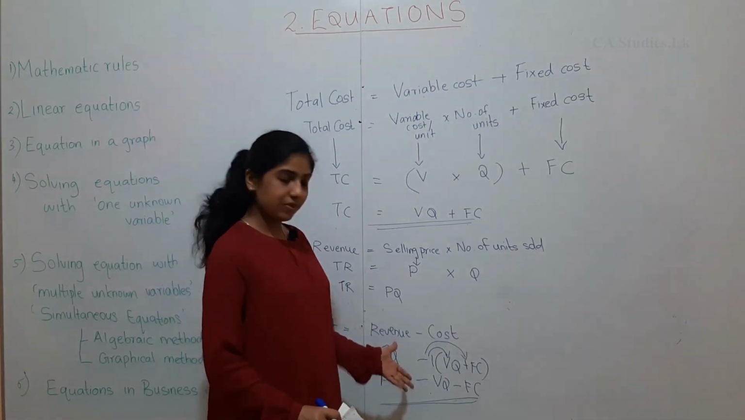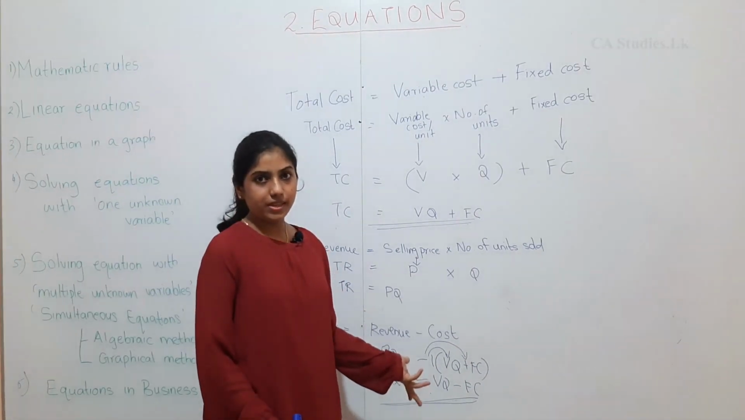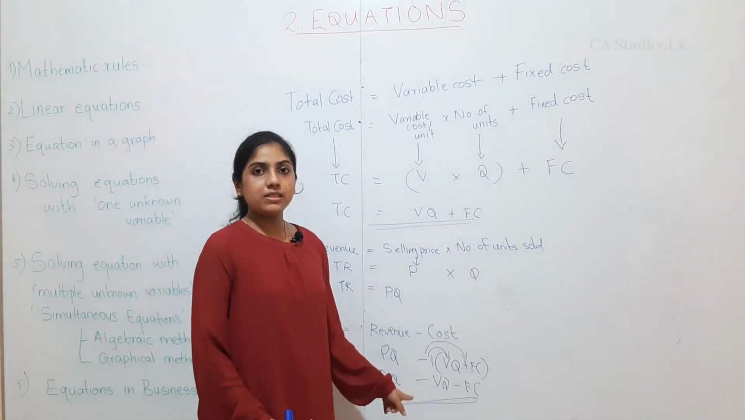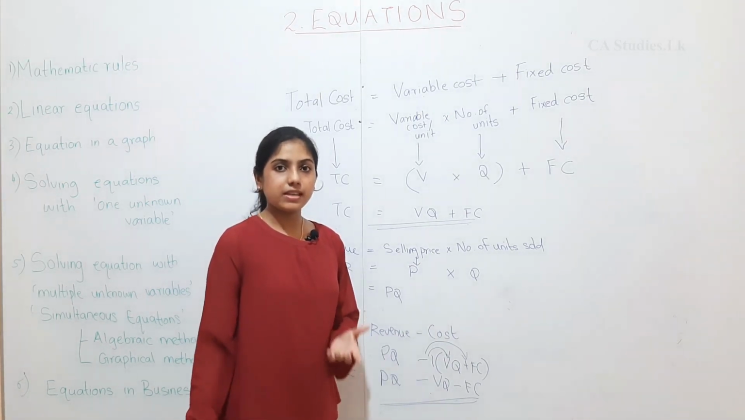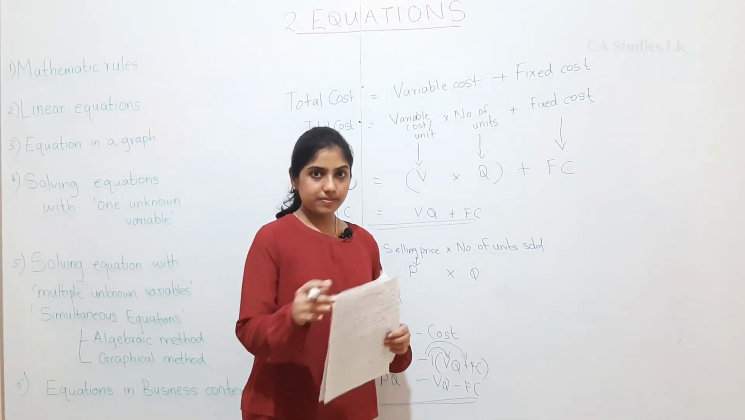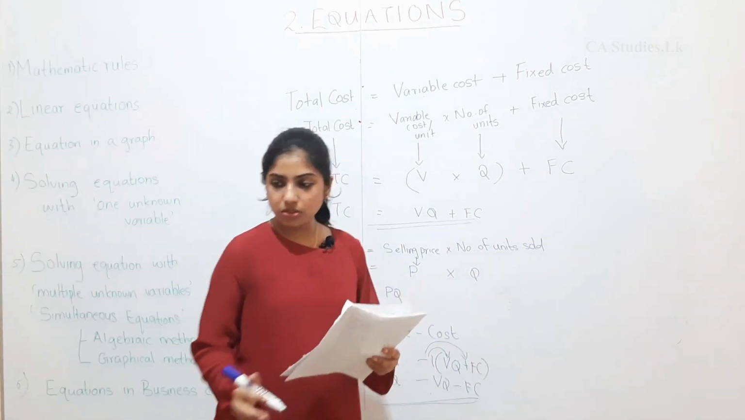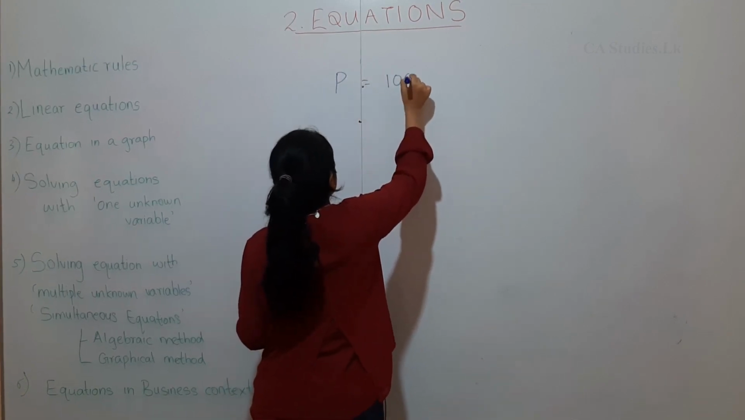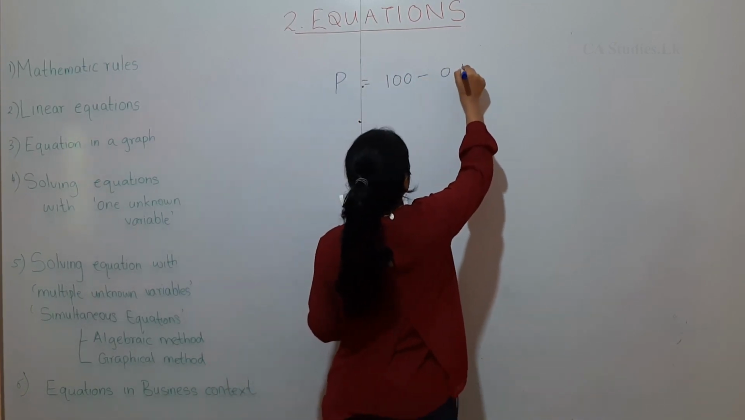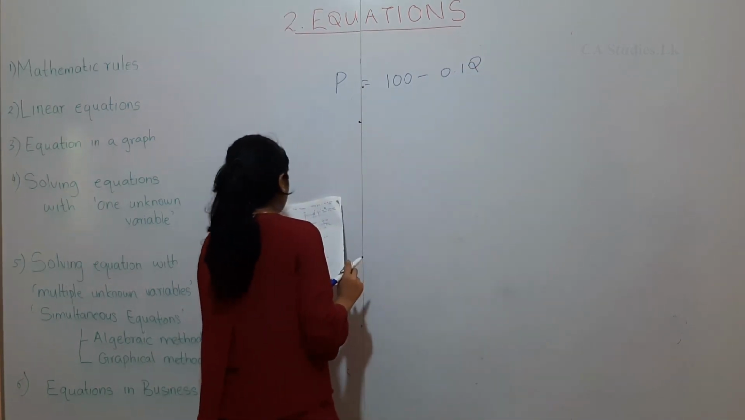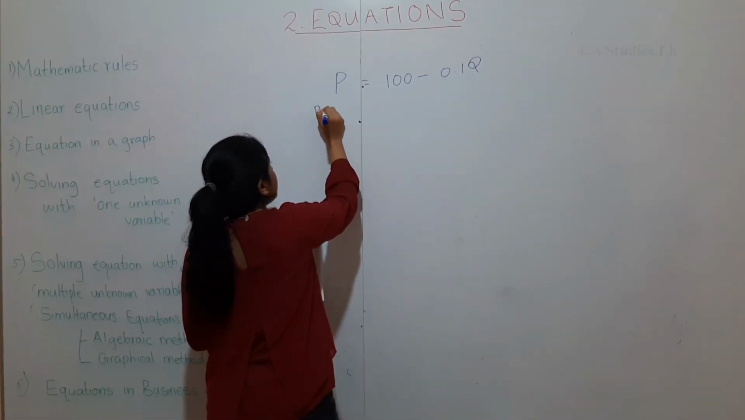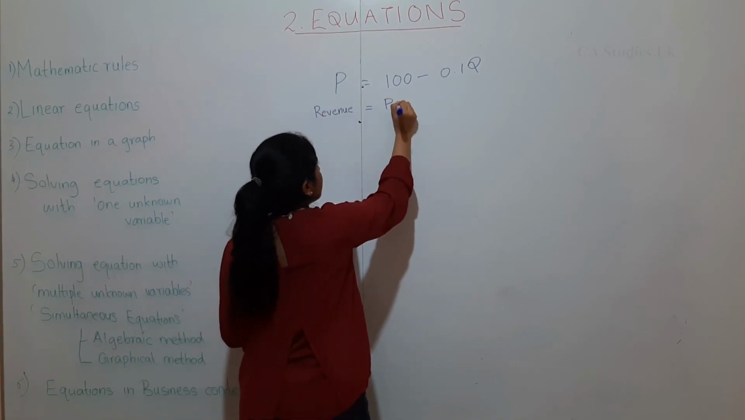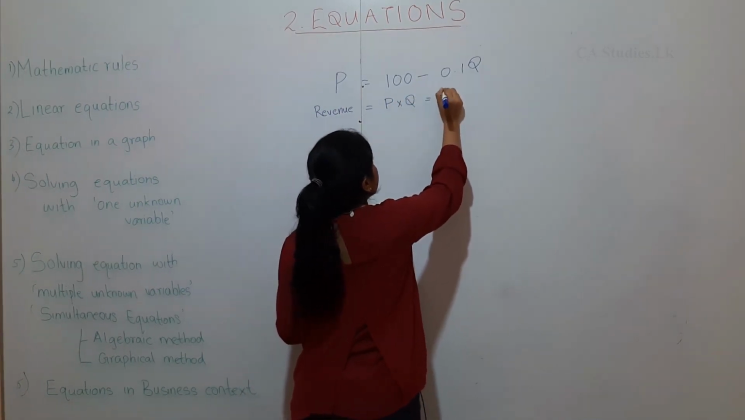In this scenario, are the numbers important? No. The signs are very important. So please familiarize yourself with the rules of signs. Okay, and let's move on to the final question. P equals 100 minus 0.1Q. And they've said revenue equals P multiplied by Q, which is equal to PQ.